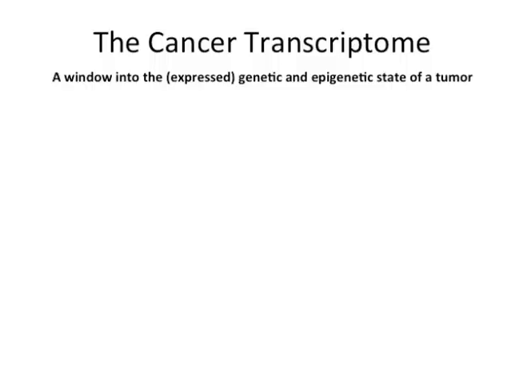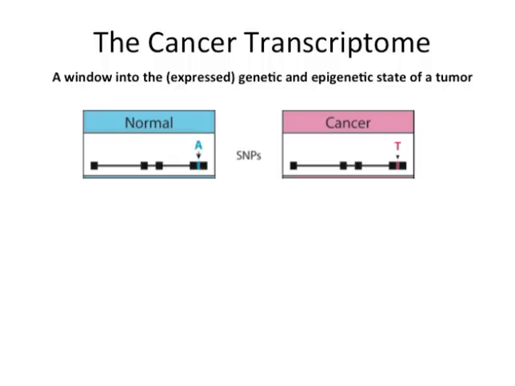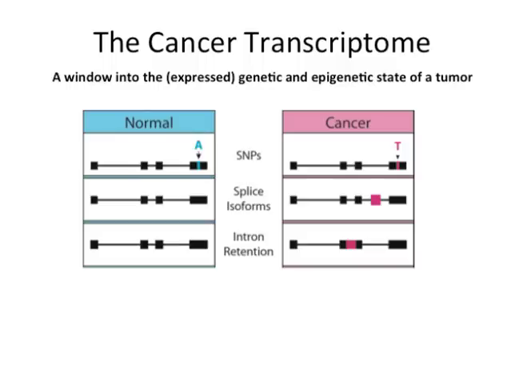RNA-Seq is a powerful technology for studying transcriptomes. In the case of cancer, it can provide a window into the genetic and epigenetic state of a tumor based on the regions of the genome that are actively being expressed. The applications for RNA-Seq in the study of cancer are fairly extensive. RNA-Seq yields base-level resolution of the transcriptome, so it's possible to identify individual mutations.